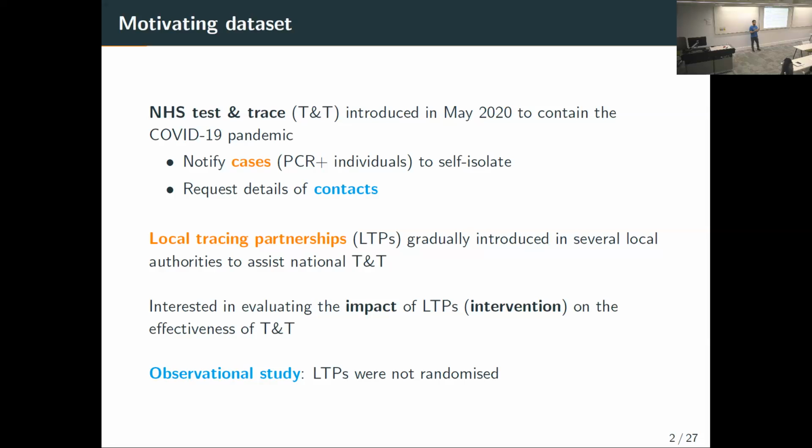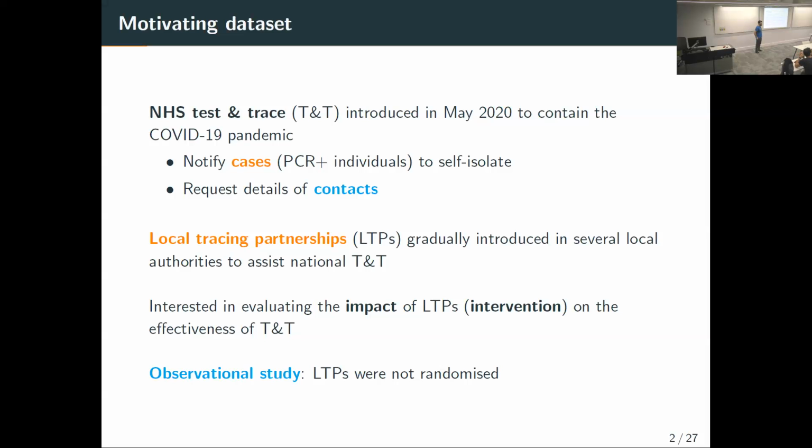The second thing they did is ask the people who were positive, whom I will call the cases from now on, to give them a list of contacts. These are people they had been in physical proximity with. You want to do that because you want to let the contacts know that they might be at risk, so they should be aware of it.